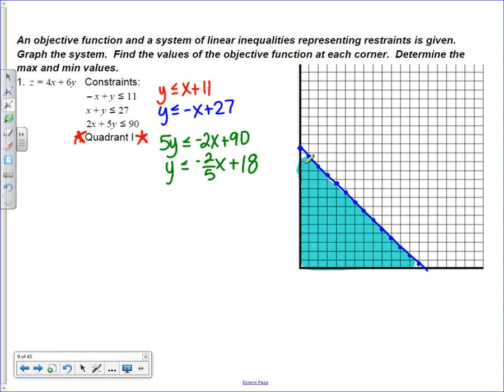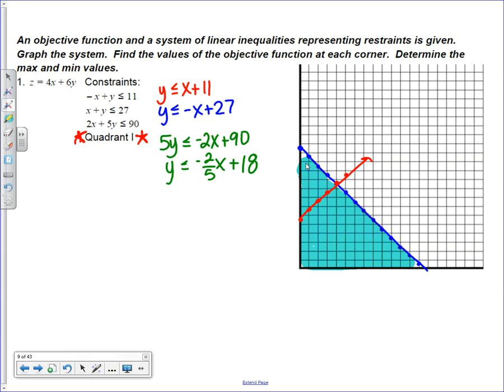Looks like I'm starting at 11. So 2, 4, 6, 8, 10, and halfway through makes 11. And this time we're going up one, right one. These should all be in-betweeners. And you'll notice that that one crosses right at that same point as the other one.